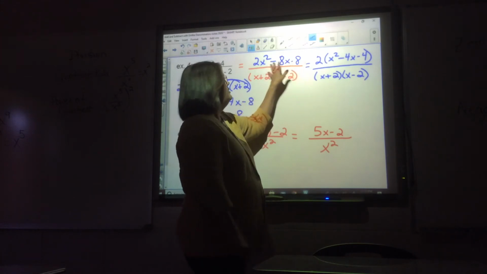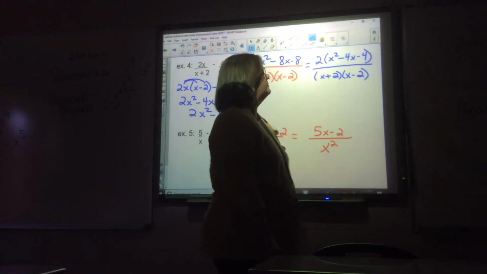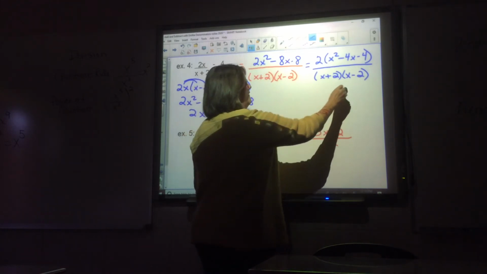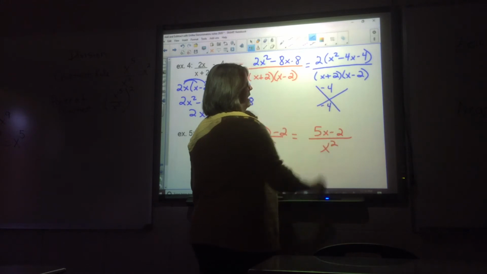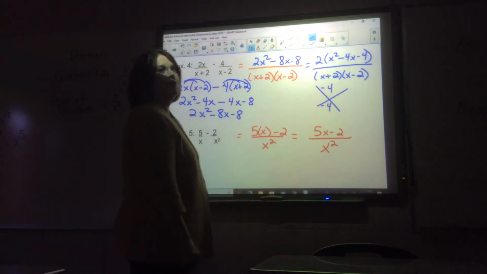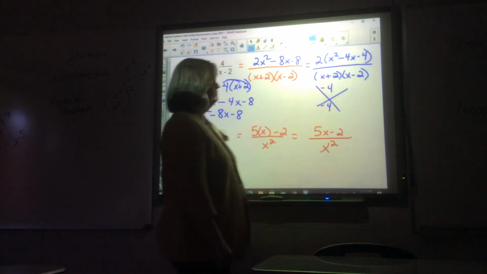Now, when I do, the only thing I can pull out of this one is a 2, and that leaves me with x squared minus 4x minus 4. If I do the x method, I've got negative 4 in the top, negative 4 in the bottom. And I cannot factor that. This is prime, so therefore this is my answer.